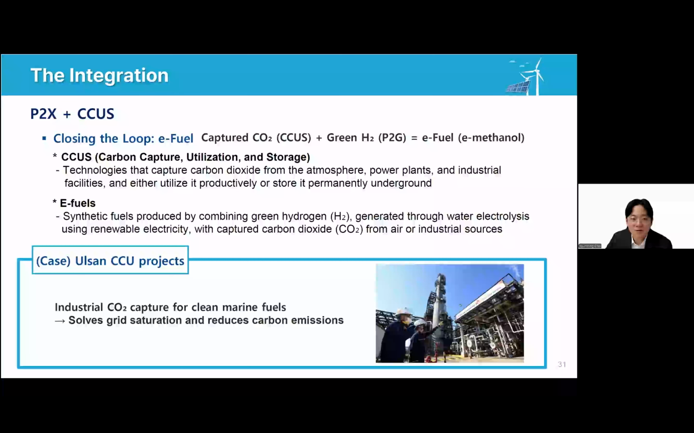So e-fuels are synthetic fuels produced by combining green hydrogen, generated through water electrolysis using renewable electricity, with captured carbon dioxide, CO2, from air or industrial sources. In Korea, projects in Ulsan industrial complexes are capturing industrial carbon to create clean marine fuels, which help solve grid saturation while reducing overall emissions.